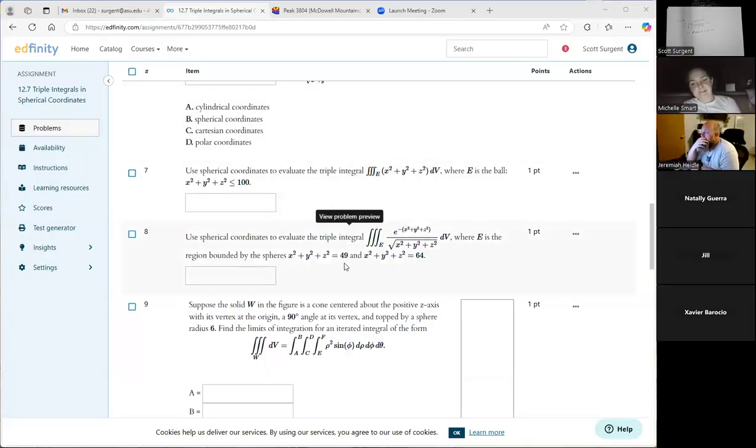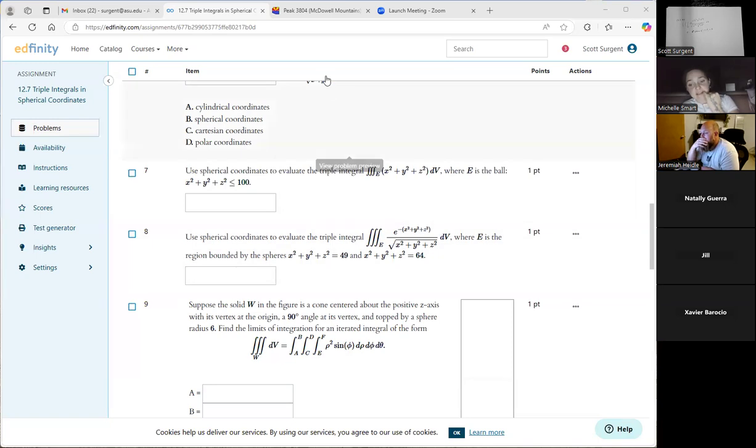Well, you can see them right here. What's the radius of this sphere, or the first one? 7 and 8, right. So that's going to set up some bounds here. So I've got it copied down.